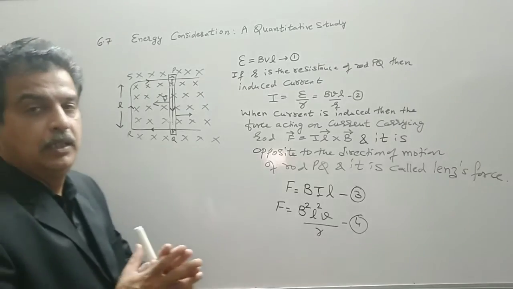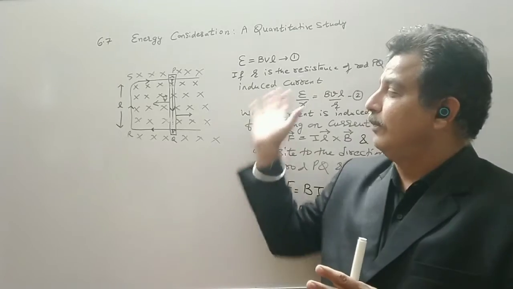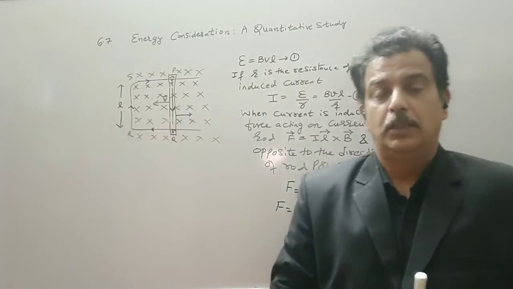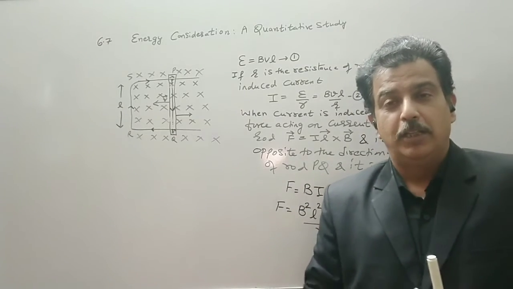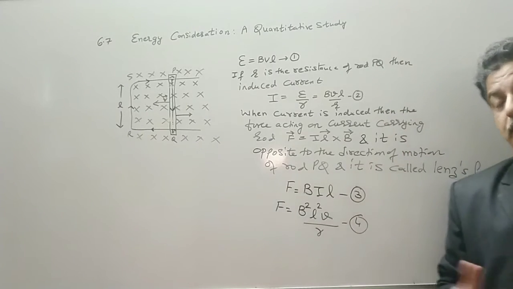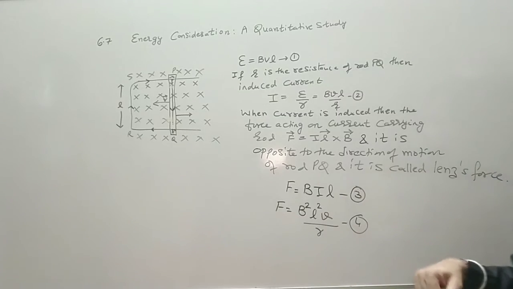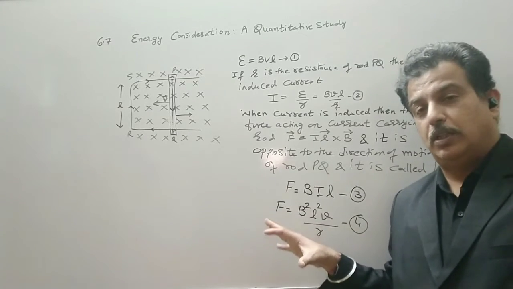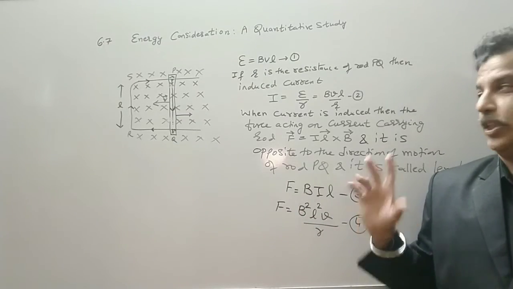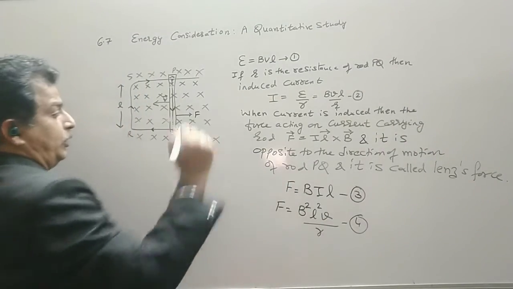It means if I want to push a rod, or if I want a rod to move in a uniform magnetic field, the minimum force applied should be this much. This is the opposing force. This is Lenz's force. So the minimum force I have to apply is this much. This force is in the direction opposite to the motion of the rod.